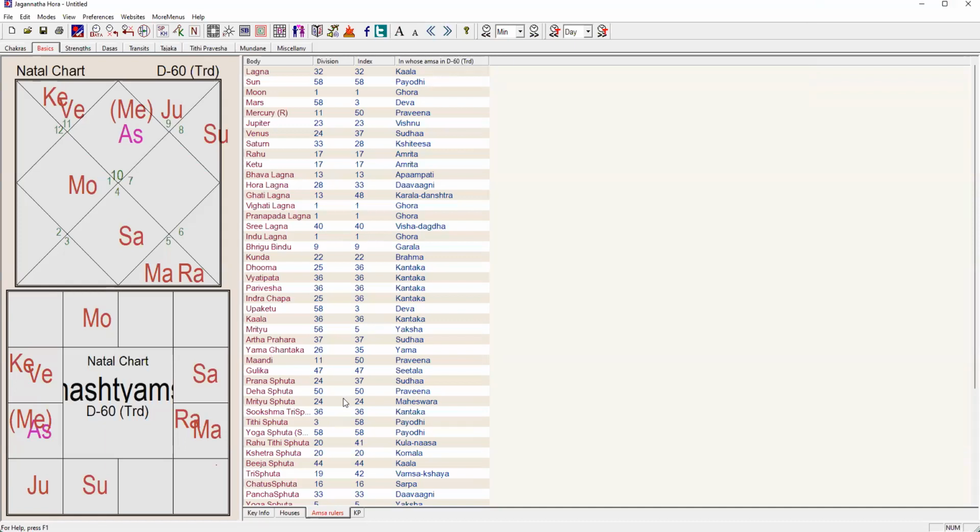Sir, now in the D60 chart Mars is afflicted by Rahu. Mars is afflicted by Rahu.